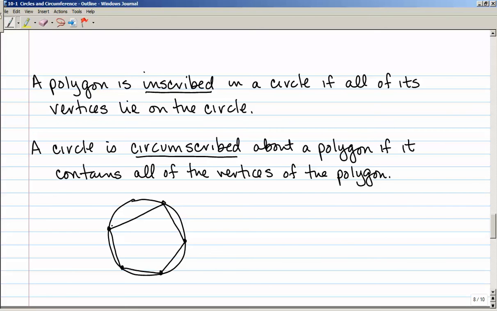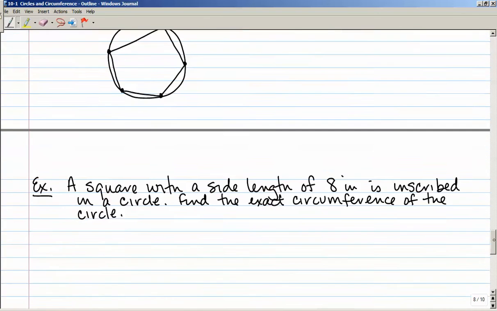circle. And then conversely, or the other way to look at it, is the circle is circumscribed about a polygon if it contains all of the vertices of the polygon. So circumscribed literally means written around. So in this case, we can say that the circle is circumscribed about the polygon because all of the vertices of the polygon lie in the circle, on the circle.